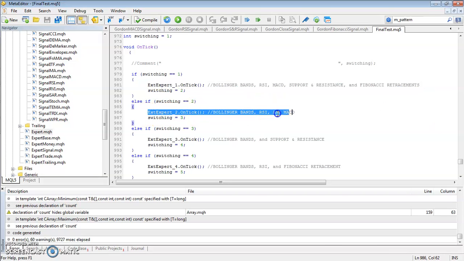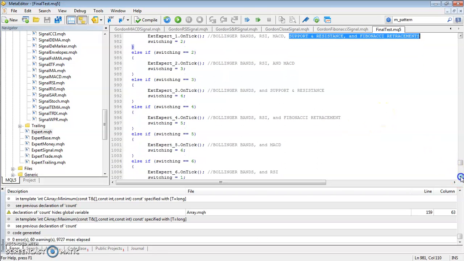Down here for expert 2, we have a combination where Bollinger Bands, RSI, and MACD, all 3 at the same time, signal to open a trade, regardless whether support, resistance, and Fibonacci retracements don't.